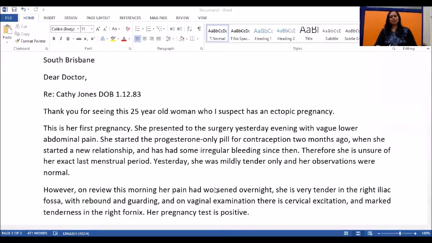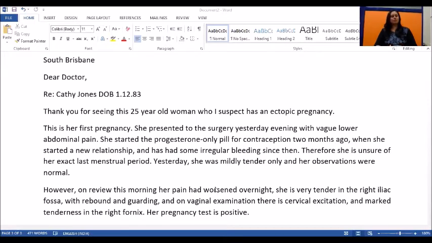Then the reference is Kathy Jones, date of birth is 1/12/83. Write the patient's name and the date of birth together in the same line. This is very important. We can find out the patient's age with the date.